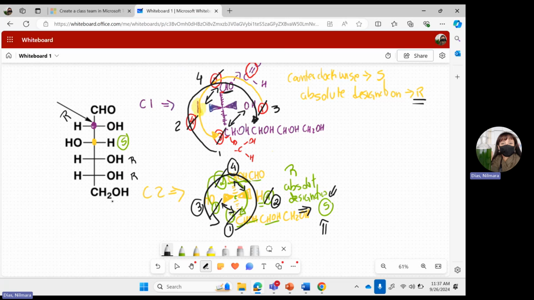And of course, this is not a chiral center since I have 2 hydrogen over here. This is not a chiral molecule because we have a double bond over here. So we don't have 4 different groups. So that's it. That's all.